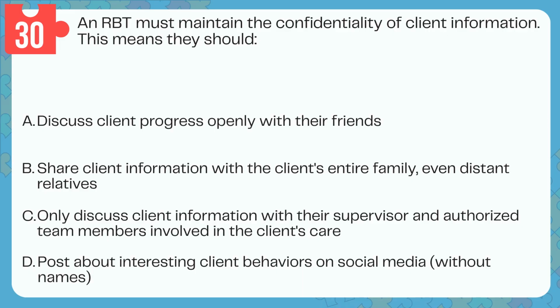Question 30. An RBT must maintain the confidentiality of client information. This means they should A. Discuss client progress openly with their friends. B. Share client information with the client's entire family, even distant relatives. C. Only discuss client information with their supervisor and authorized team members involved in the client's care. D. Post about interesting client behaviors on social media, without names.